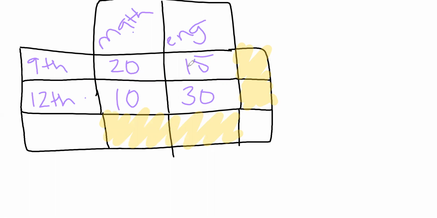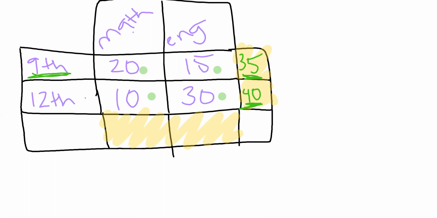So all we do is we add these up. We'll do 20 plus 15, that gives us 35. And that's the total number of ninth graders, right? We asked 35 freshmen. Same thing with the next row. We can say 10 plus 30 is 40. That means they asked 40 seniors.